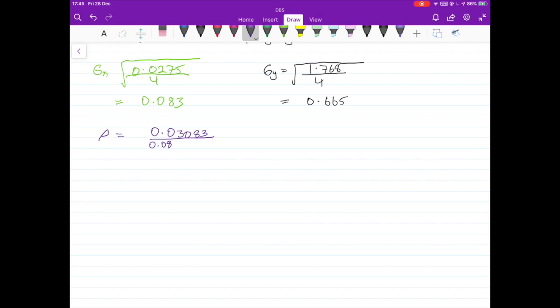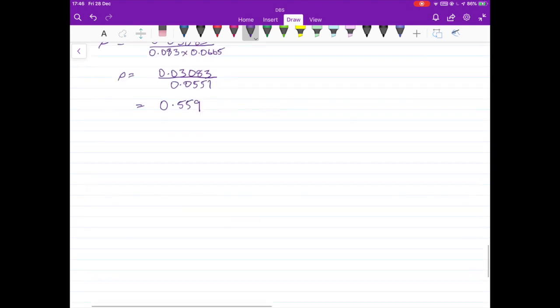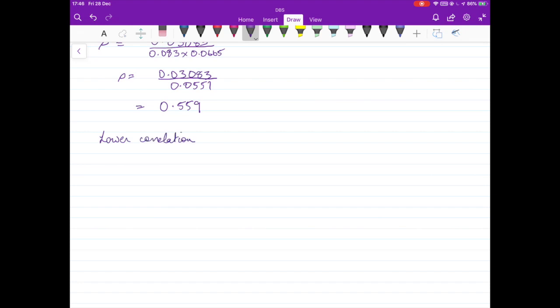And so we're at the last stage here. So the formula is the covariance divided by the standard deviation of x multiplied by the standard deviation of y. And when we calculate that, we get 0.559. And the lower correlation lowers the portfolio risk while not affecting the expected returns in this case.